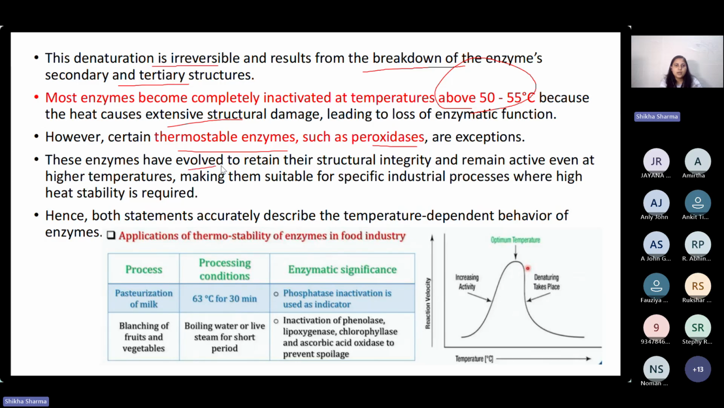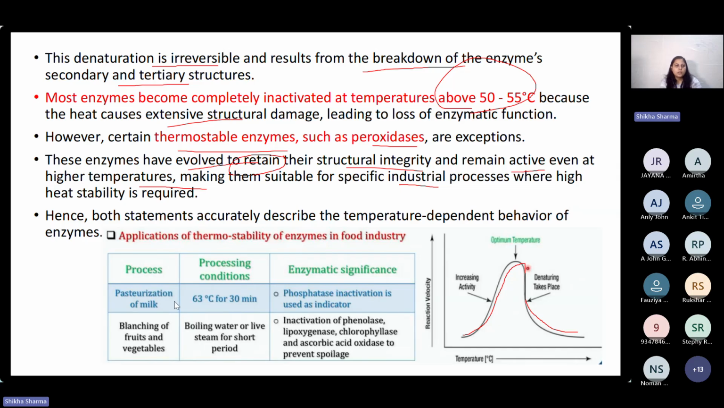These thermostable enzymes have evolved to retain their structure, and they will be active even at higher temperatures, so they are suitable for industrial application, even at high heat. So we can see that enzyme activity increases with temperature up to the optimal temperature, and when the enzyme denatures, activity decreases.